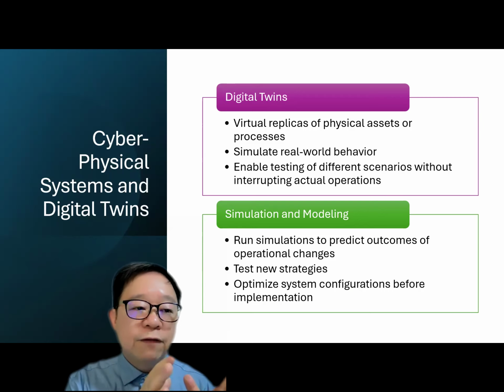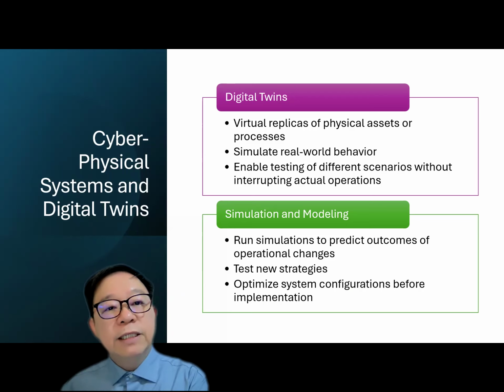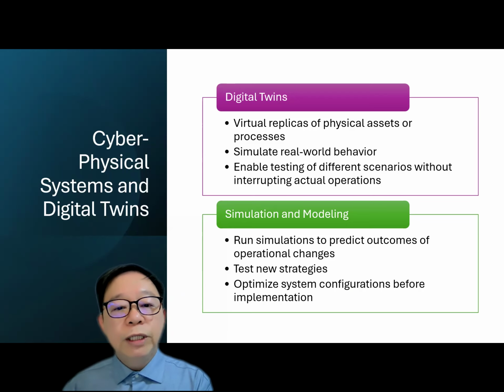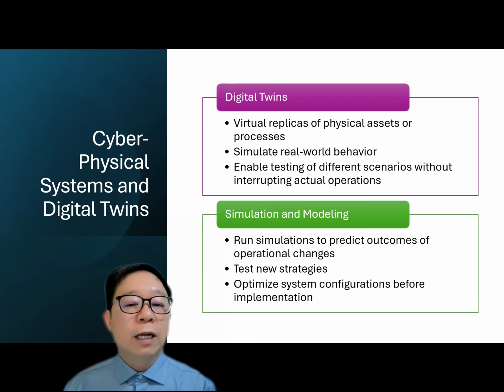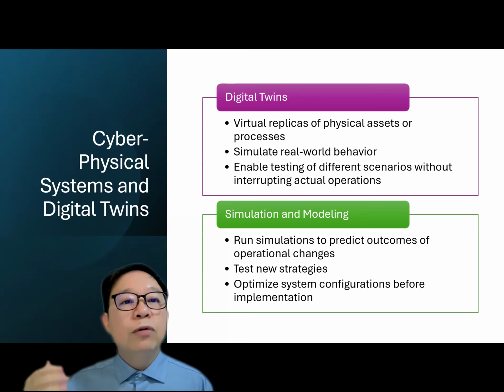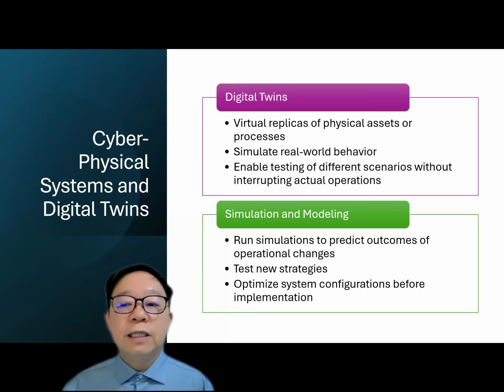We don't need to stop the factory, but we can have another simulation, another twin, running at the same time. One is physically running, not disrupting your production line, while the other is for simulation. So we can test different scenarios without interrupting your actual process. That is what we want to use AI for.